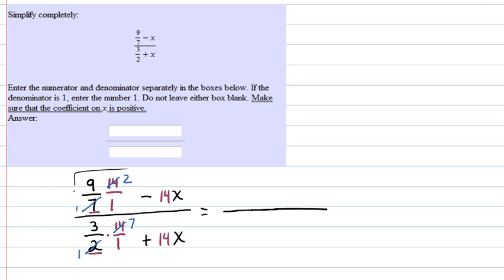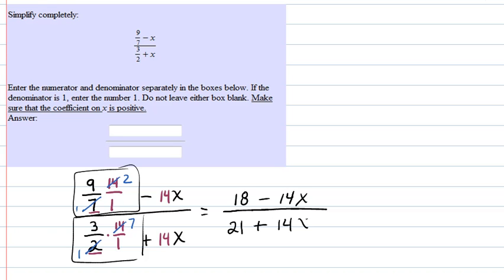So what we have left here is just 9 times 2, or 18, minus 14x. And then on the bottom, we have a 3 and a 7, so that's 21 plus 14x. And we're basically done, except for maybe checking to see if it reduces any further. Sometimes it does and sometimes it doesn't. Remember to check that. Be sure you factor both the top and the bottom.